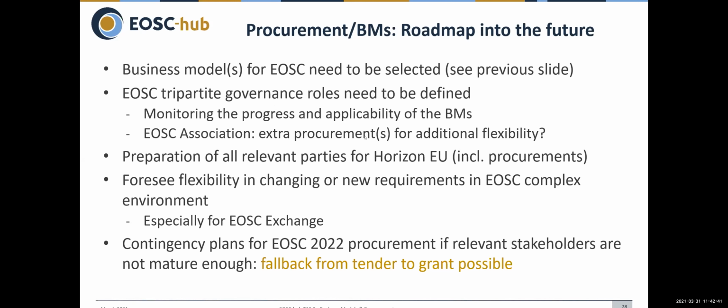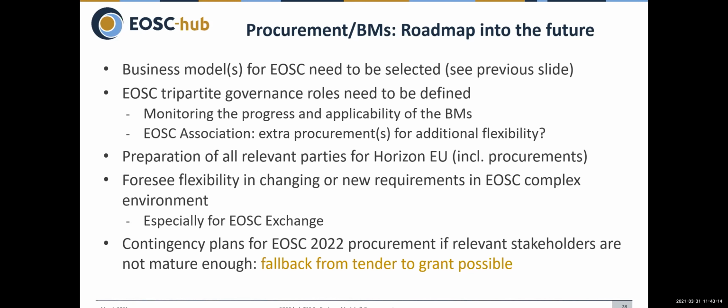There can be also studies. Preparation of all relevant parties for Horizon Europe, including the procurement and coming procurements. Foresee flexibility, as we were saying, to the EOSC complex environment. And finally, there should be also a contingency plan for the EOSC procurement, the first one, in case the relevant stakeholders are not enough. Probably the Commission will go through market consultations.